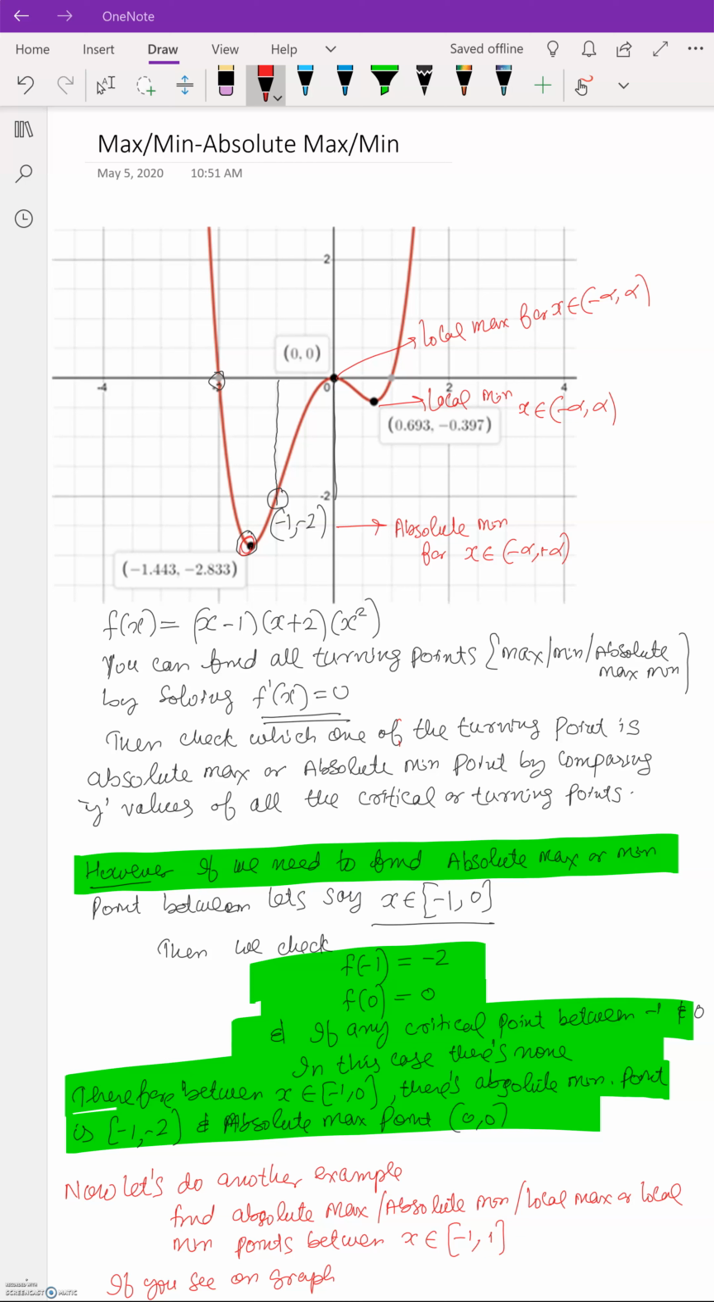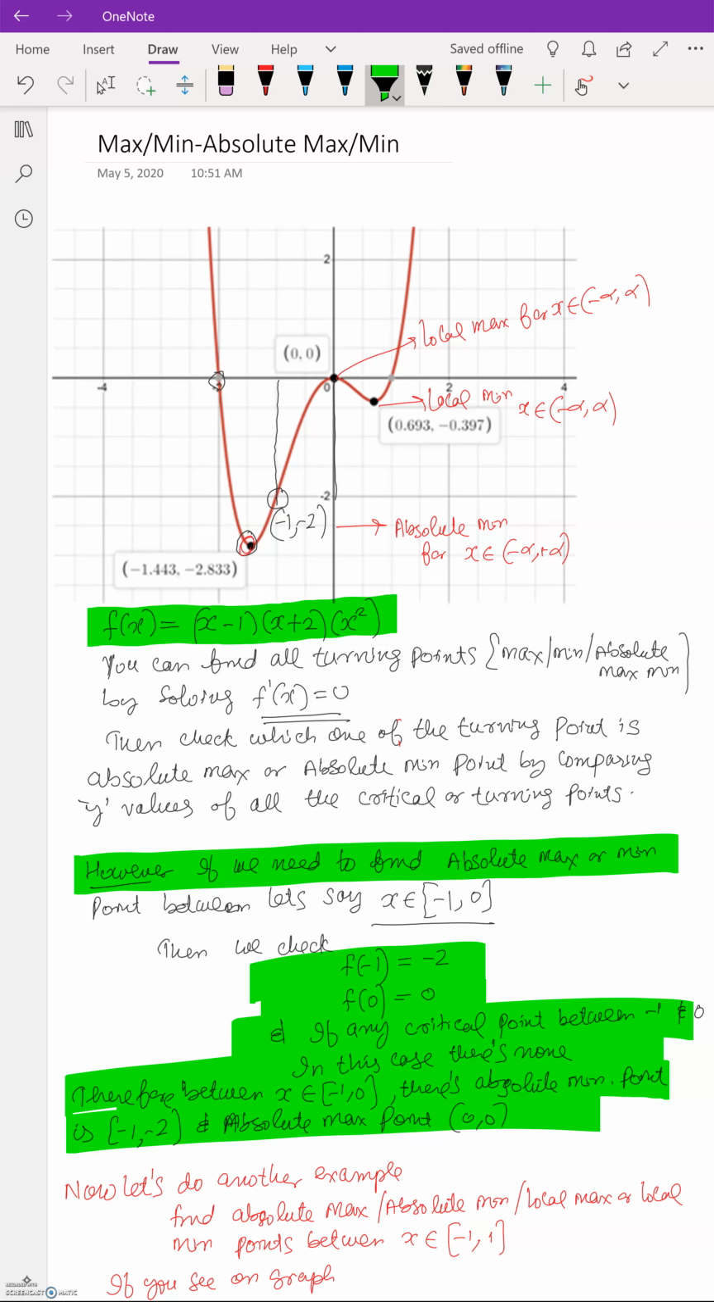Okay, so I got a question from somebody who needed some explanation about absolute max, absolute min, max and min when there is a restriction given, and when there's no restriction given. So I'll try to take this example. I have this example function f(x) equal to (x - 1)(x + 2) and x squared.